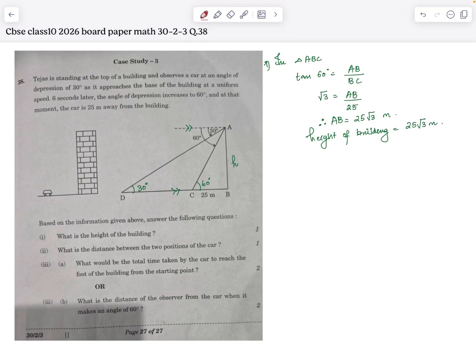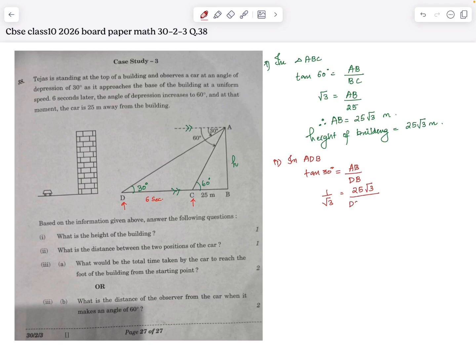Question 2. What is the distance between the two positions of the car? D is one position and C is another position. We have to get this distance CD. For that, let's consider the triangle ADB. Tan 30 is equal to AB upon DB. Tan 30 is 1 upon root 3. AB is 25 root 3 that we have got from the first subdivision.